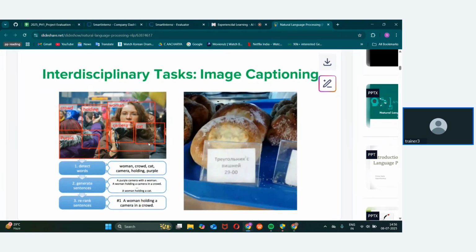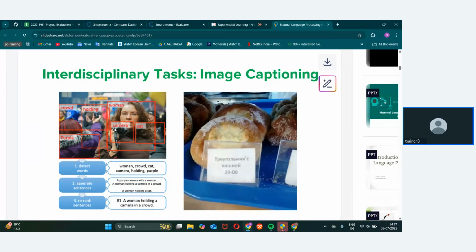What happens? This is image captioning. Suppose you have an image. When you detect all the objects here, the names are displayed. Not captions, just the names. So from this, what happens? Words are generated, then sentences from words, and then rearrangement of sentences happens there.